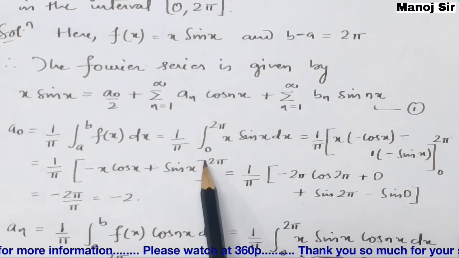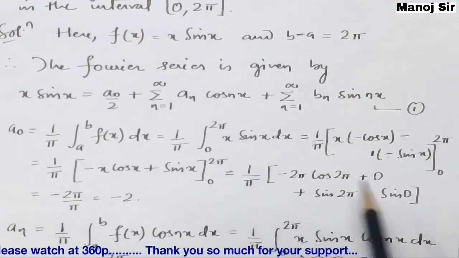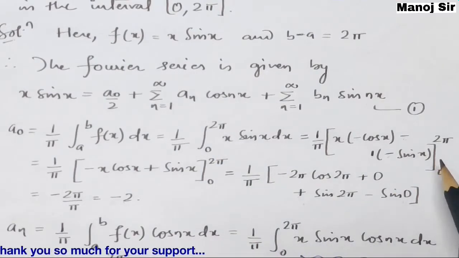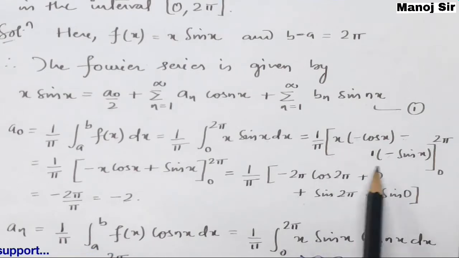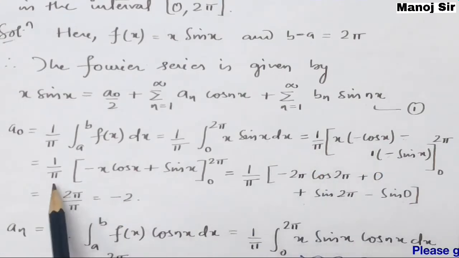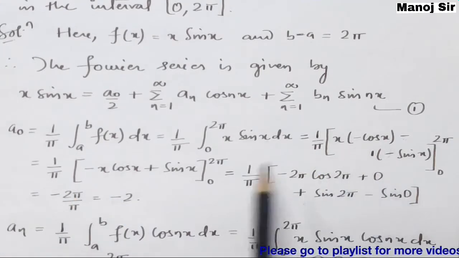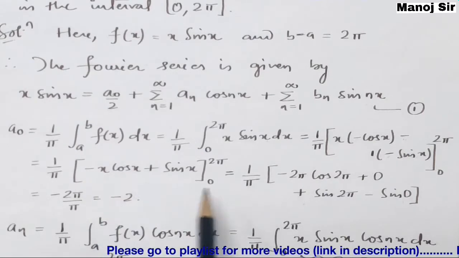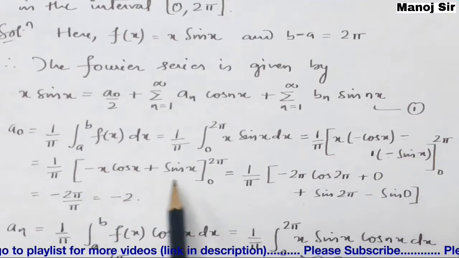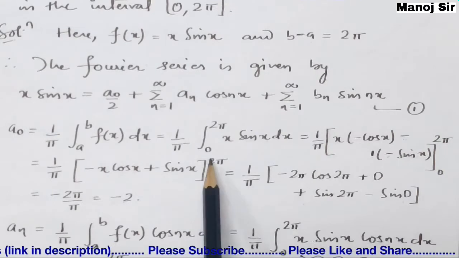Now the limit is from 0 to 2 pi. Now simply open this bracket. We have 1 upon pi, x into minus cos x will become minus x cos x, and here we have minus minus, that is positive sin x. Limit is from 0 to 2 pi.